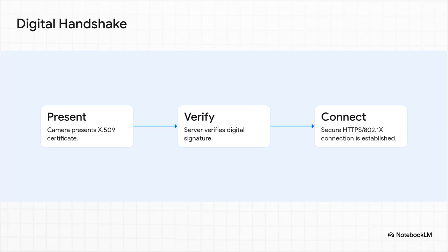Here's how that digital handshake actually works in practice. First, when the camera plugs into the network, it presents its X.509 certificate. Then, the centralized server checks the digital signature. It needs to know the device is exactly who it claims to be, and not just some hacker spoofing a device from the parking lot. Once it's verified, a secure HTTPS and 802.1X connection is established, forming a safe, encrypted tunnel.